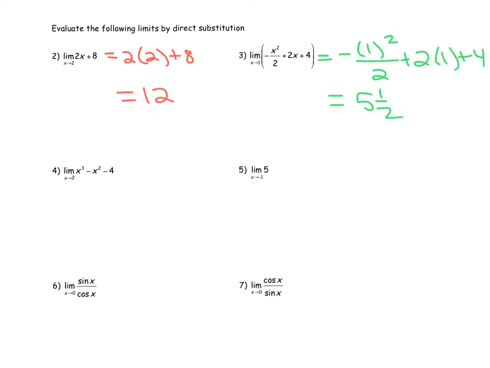So maybe pause the video here, see if you can do questions 4 and 5. Again, you don't need my help for that. Okay, so for question 4, we just plugged in 2, and you'll end up getting 0. And then for question 5, you have the limit as x approaches -1 of the function, and the function is just 5. So as x approaches -1, you already have your answer here. It's approaching 5. So that's it for that.